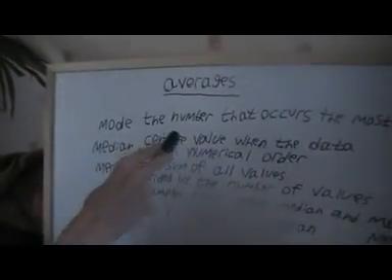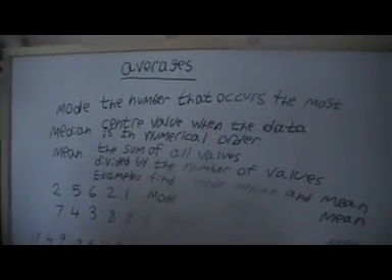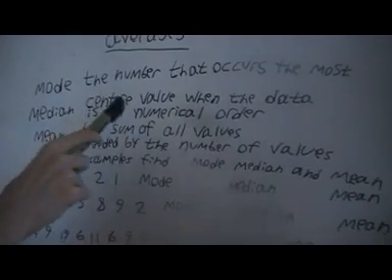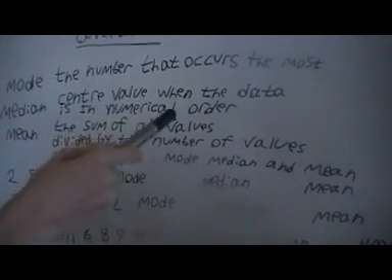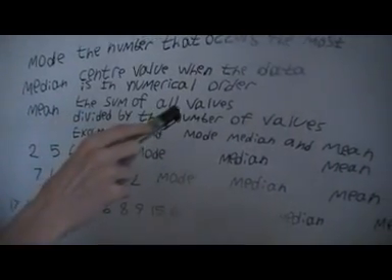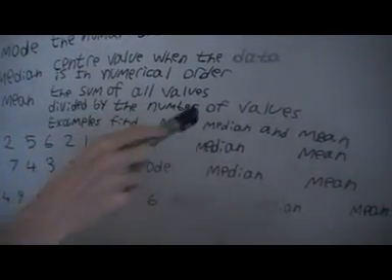Okay, so what are these averages and how do I calculate them? The mode is the number that occurs the most. The median is the centre value when the data is in numerical order. And the mean is the sum of all values divided by the number of values.